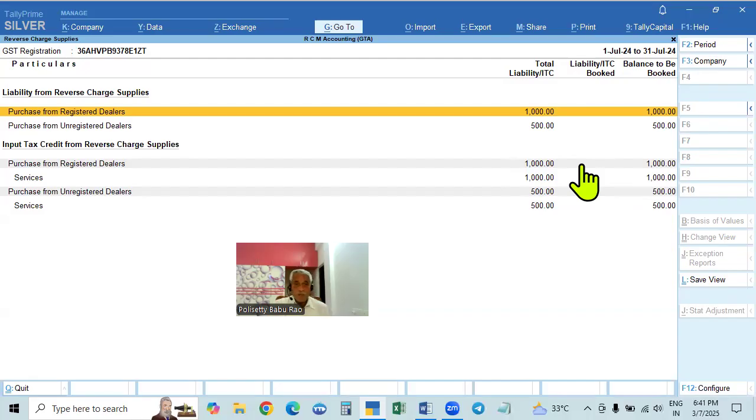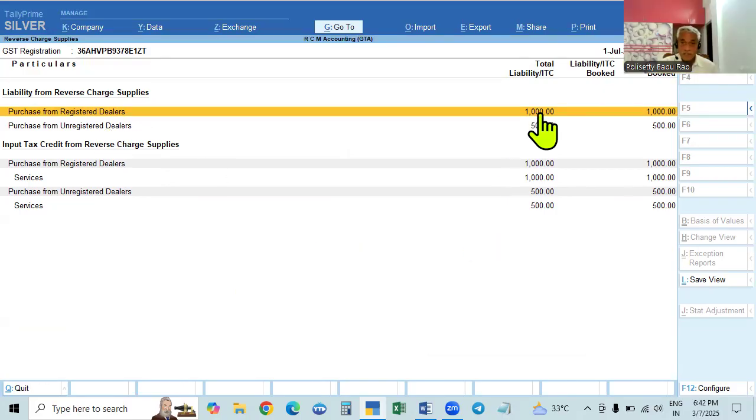So here we can create liability separately and input tax credit separately, but we can also create both liability and input tax credit at a time. But we have to create separately for registered dealers and separately for unregistered dealers. Both RCM liability and ITC can be created at a time, but separately for registered dealers and unregistered dealers. So how will we do this?